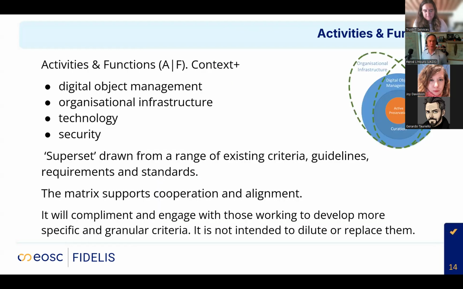They're divided up into, they start off by asking for a little bit of context about each organization, and then are divided into digital object management, organizational infrastructure, technology, and security. The activities and functions, they're a superset. They're drawn from a range of existing criteria, guidelines, requirements, and standards that we pulled together. And then the matrix is there to support cooperation and alignment between a lot of these.